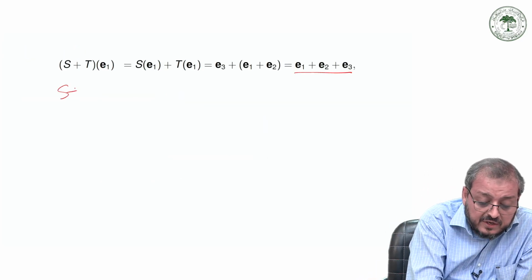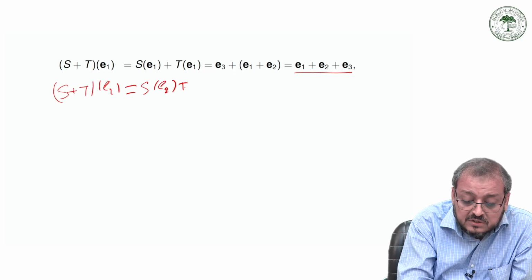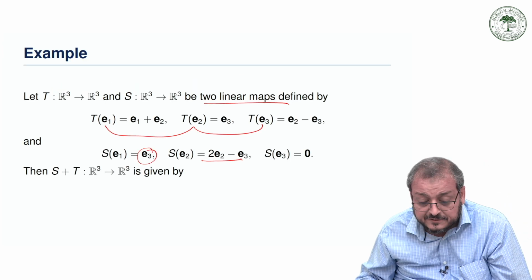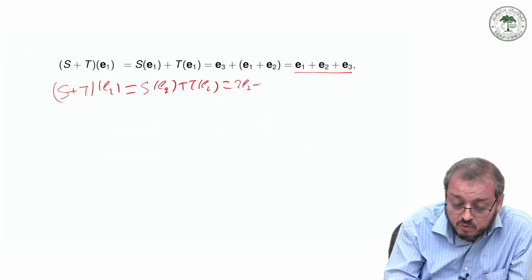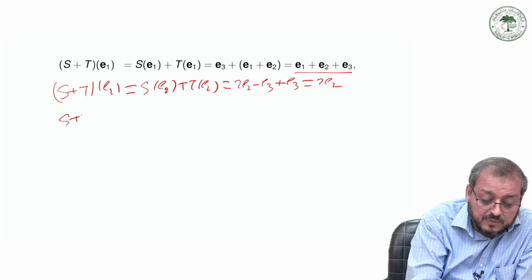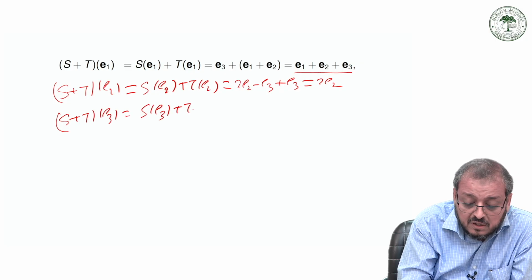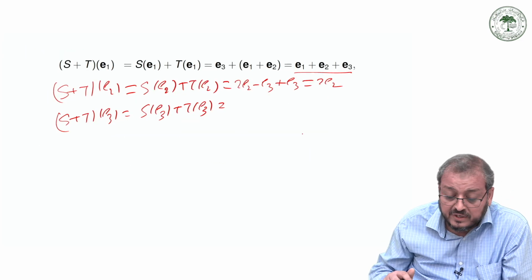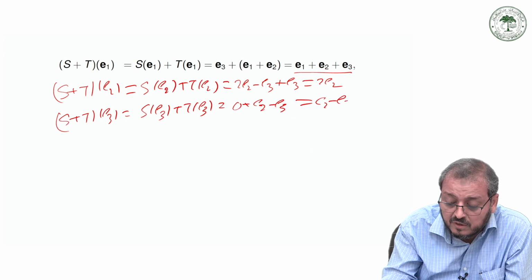Then similarly, we calculate (S plus T) of e2, which is S of e2 plus T of e2. Now, S of e2 is equal to 2e2 minus e3, and T of e2 is e3, so 2e2 minus e3 plus e3 is equal to 2e2. Now we have to calculate (S plus T) of e3, which is S of e3 plus T of e3. Now, S of e3 is equal to 0 and T of e3 is e2 minus e3. So 0 plus e2 minus e3 is equal to e2 minus e3.